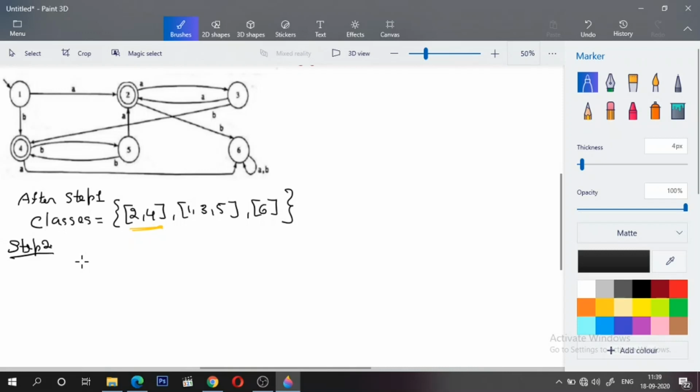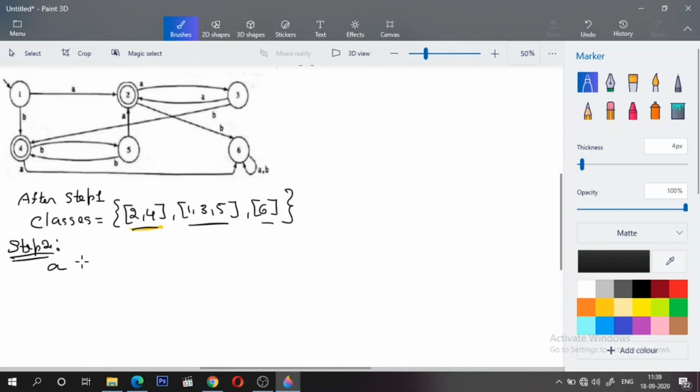Okay, so at the end of step 1, the content of classes has changed, right? Because there was a split that appeared in step 1. Now the contents are 2, 4, 1, 3, 5 and 6, since 6 got separated from 1, 3, 5 in step 1. So do we need to continue with step 2? Yes, we need to continue with step 2 because there was a split in step 1. So we need to continue this iteration until we encounter no further splitting. We have to follow the same procedure as we followed in step 1.